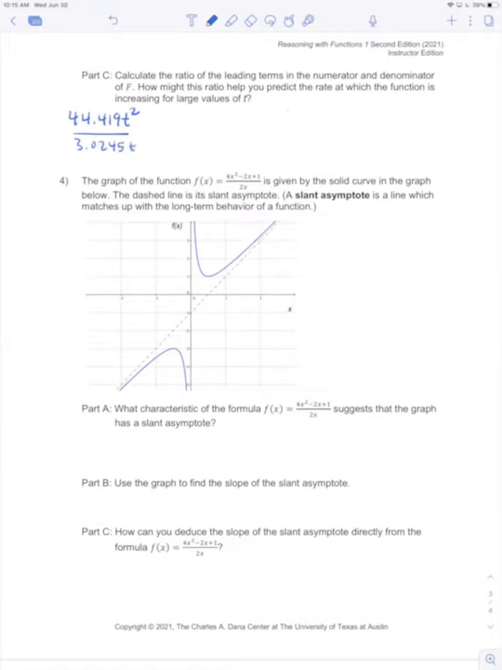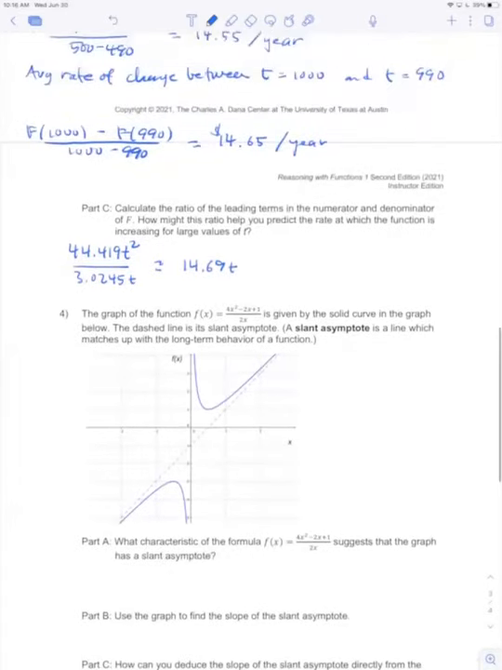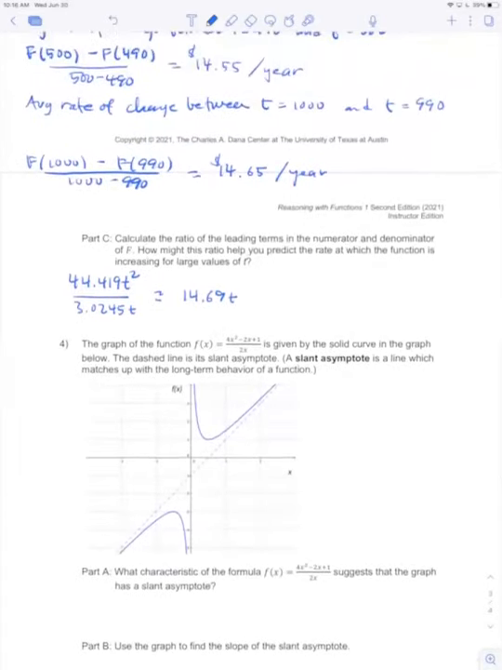t. If we reduce this and divide, we'll get a number that's approximately 14.69 t. And it looks like the average rates of change we found in part B are getting closer and closer to the coefficient 1469 per year. We got 1455 up here, and then we got 1465 there, and it looks like we're heading to 1469 per year.